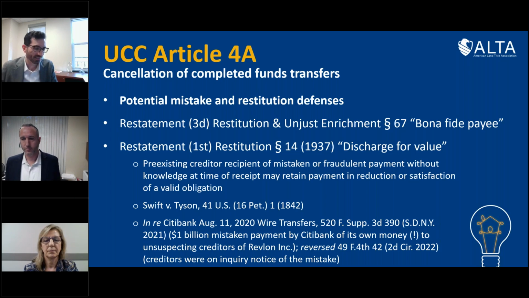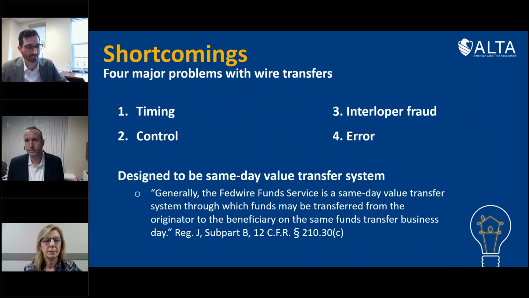But you'll notice that Citibank didn't get their money back by trying to cancel the wire under UCC Article 4A. Rather, they had to sue the creditors directly under a theory of unjust enrichment and mistaken payment. The beneficiary's bank was not a party to the lawsuit, and the finality of the wire itself was not an issue. So this is just an interesting example of how final wires really are.